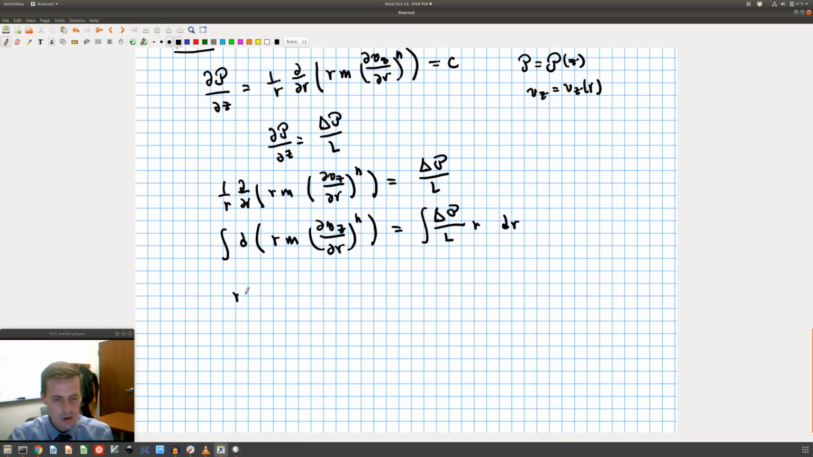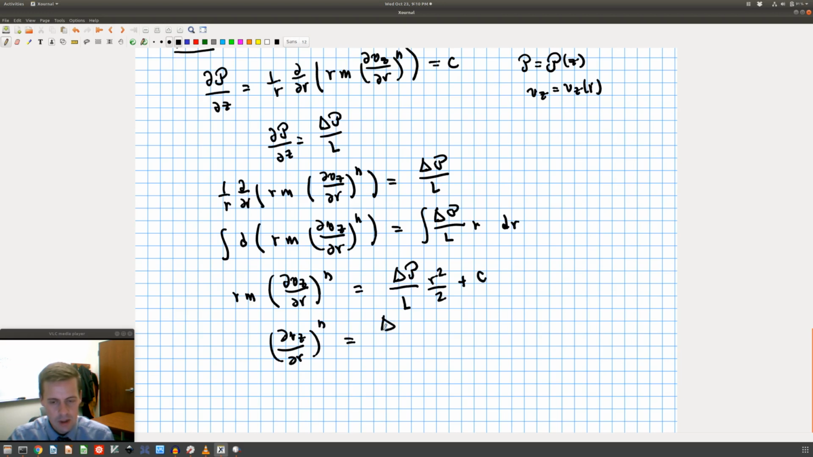From there I get rm dvz dr to the n is equal to, and I get delta dynamic p over L, r squared over 2 plus a constant. All right, now I can play the same game I've done before. I'm going to divide by rm, so I get dvz dr to the nth power is equal to delta dynamic p over ml r over 2 plus c over r.